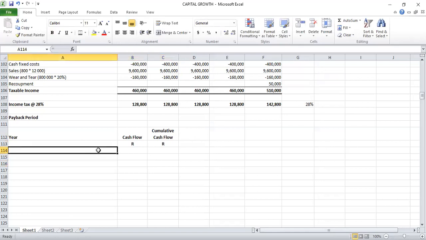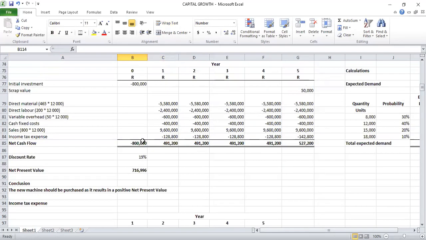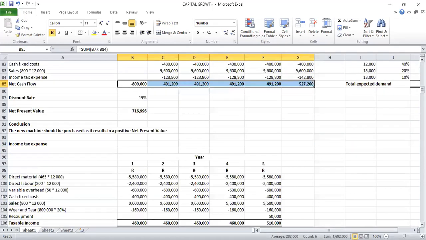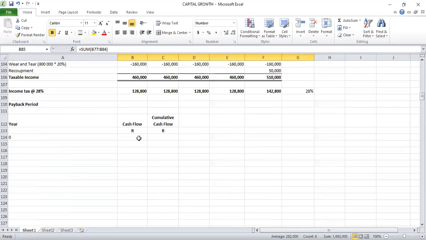Right. We'll start with year 0. You will be taking these cash flows here. So we'll start with negative 800,000. Right, the cumulative cash flow is the total cash flows added together, from year 0 up to the year that you are looking at. So here it will be negative 800,000.